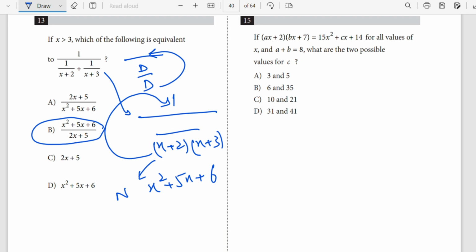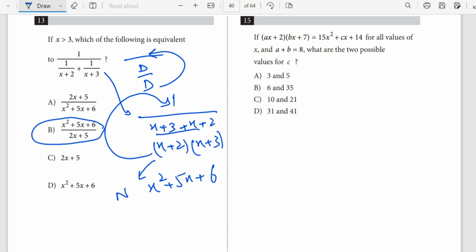X square plus 5x plus 6 in numerator, and the denominator cannot be cancelled out here, so it may be x plus 3 plus x plus 2. So 2x plus 5. So 2x plus 5 is the denominator and x square plus 5x plus 6 is the numerator. You just have to judge the questions. You have no need to solve all the questions properly.